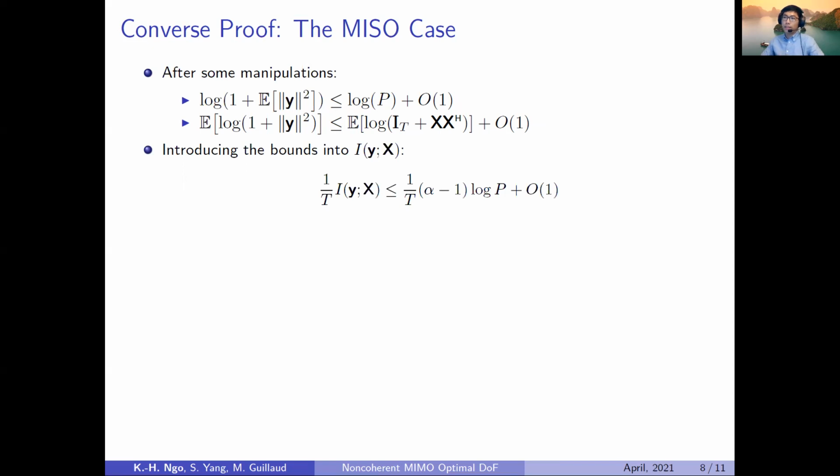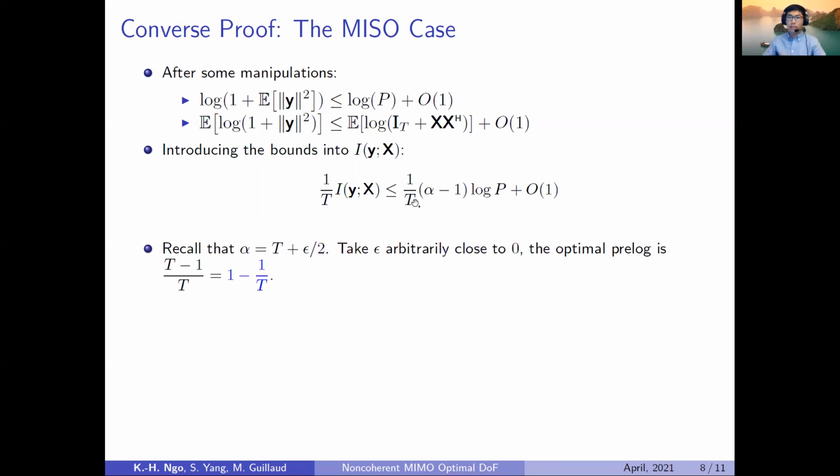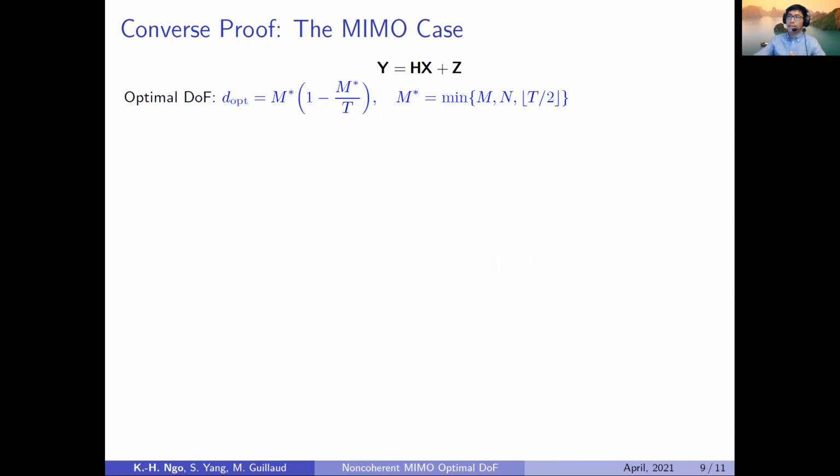And by introducing all the bounds into the mutual information, we can have this upper bound of the normalized mutual information between the input and the output, and the normalized pre-log is given by alpha minus 1 over t. And recall that alpha is basically just t plus a small number. We can take this small number to be arbitrarily close to 0, and then the optimal pre-log converges to t minus 1 over t, which is basically the optimal degrees of freedom of the channel that we want to show. So this completes the proof for the MISO case.